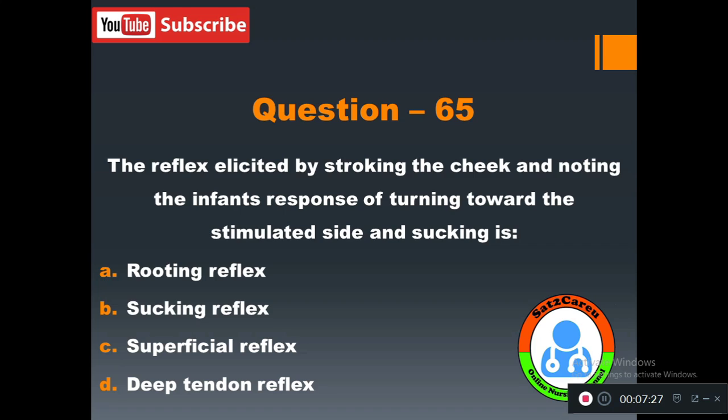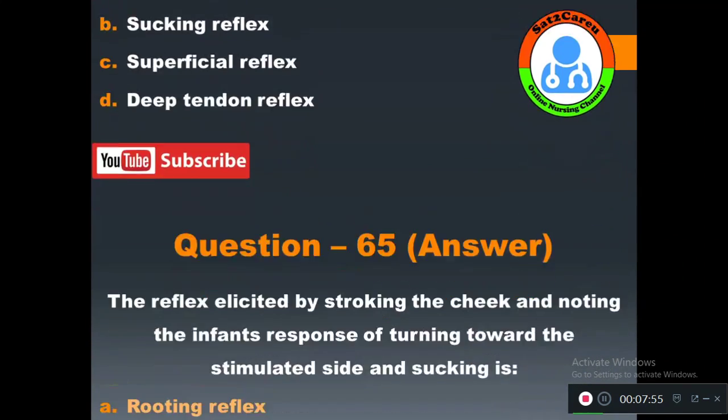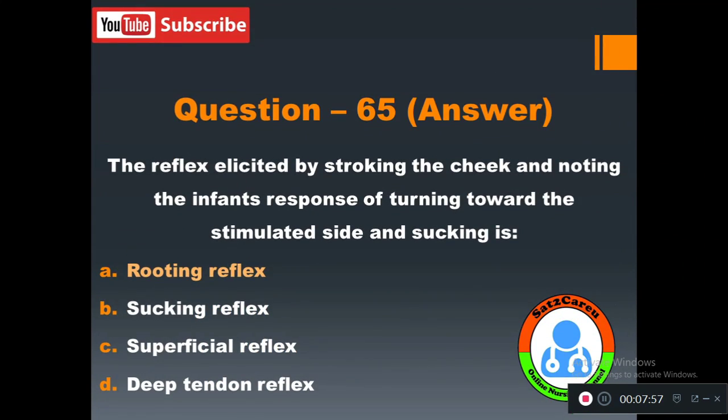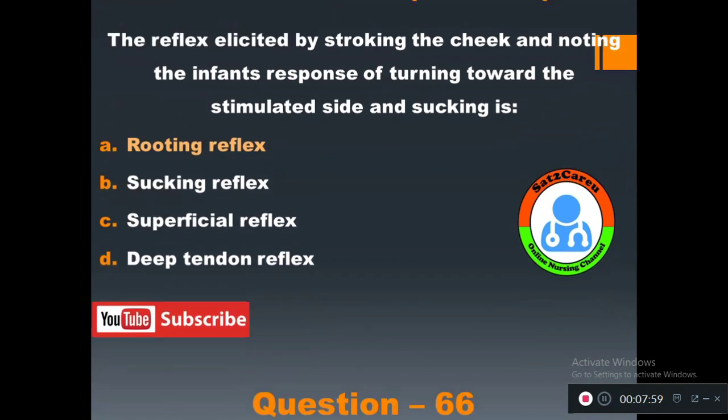65. The reflex elicited by stroking the cheek and noting the infant's response of turning towards the stimulated side and sucking is option A rooting reflex, B sucking reflex, C superficial reflex, and D is deep tendon reflex. The right answer is option A rooting reflex.